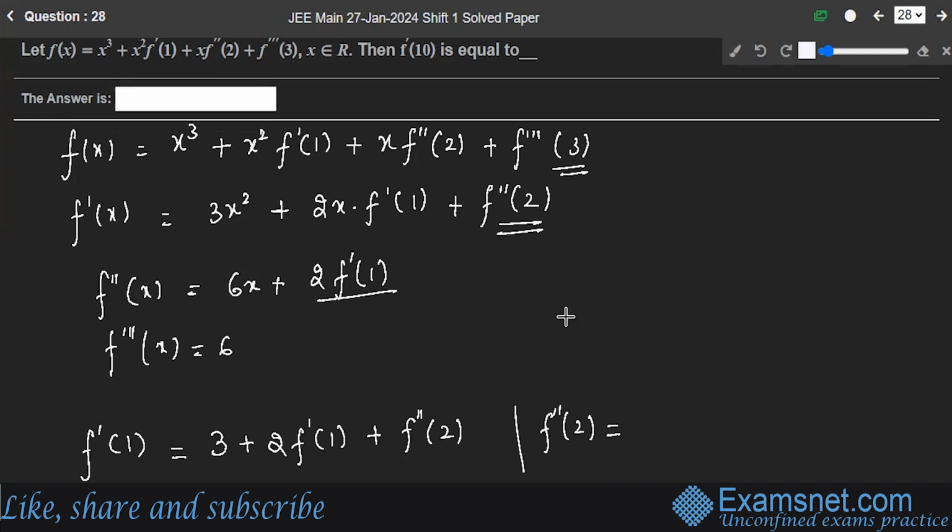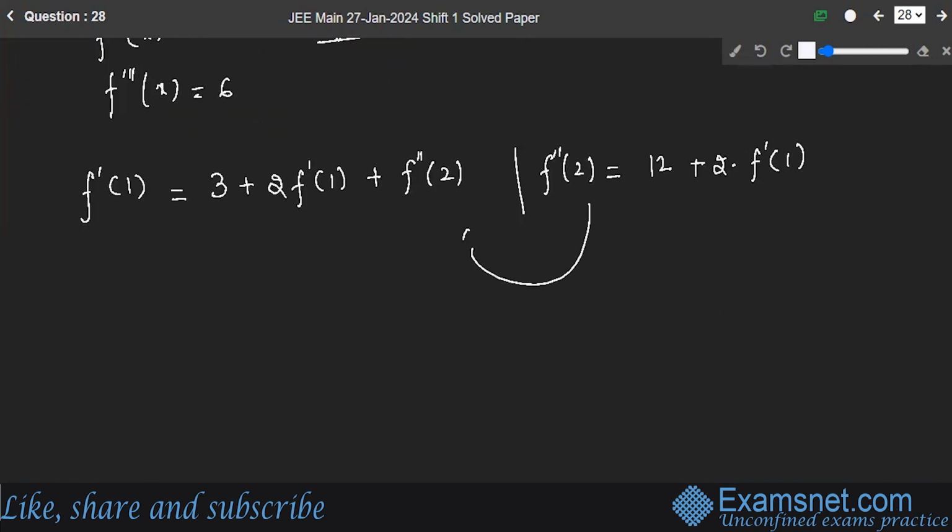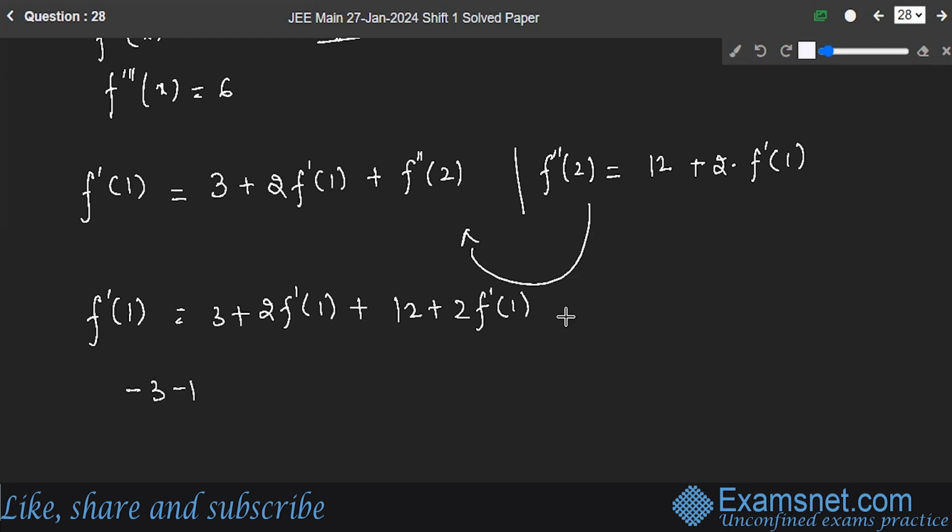Now, this is equal to 12, 6 into 2 plus 2 into f dash 1. Okay, now let's fill this over here. You will have f dash 1 is equal to 2 plus 3 f dash 1 plus 12 plus 2 f dash 1. Okay, this will give me minus 3 minus 12 is equal to 4 minus 1, that is equal to 3. F dash 1 here will be plus. Okay, so this will be minus 15, so minus 5. I got f dash 1 is equal to minus 5.